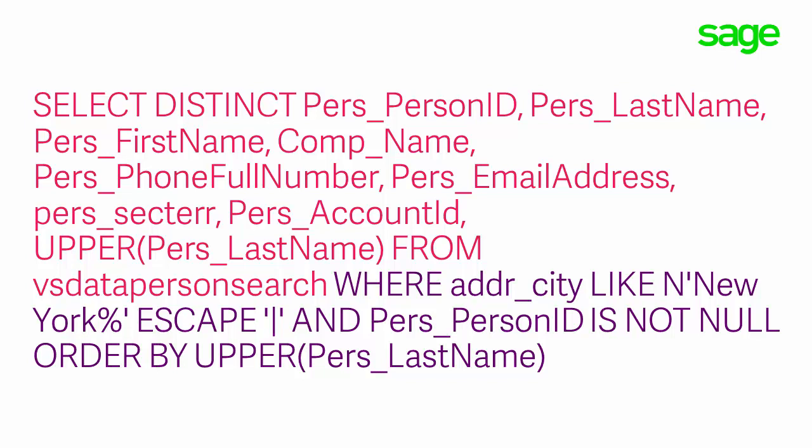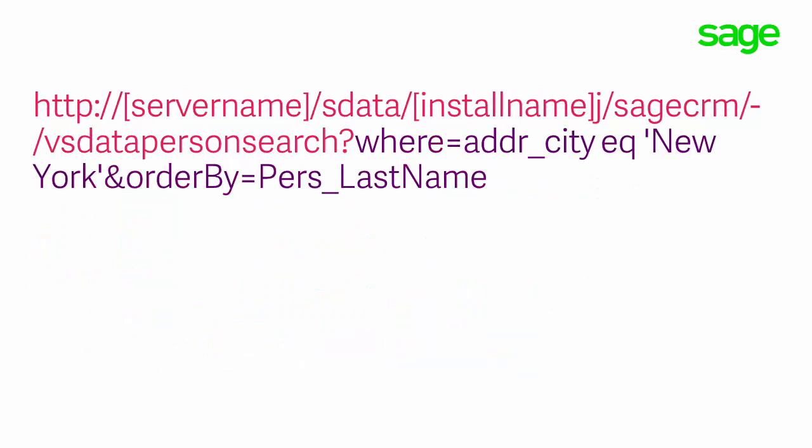The equivalent SData request is this. So you've got HTTP server name, SData install name, Sage CRM, then /v/SData Person Search. Now the key thing is what we've written in yellow here, which is where address city equals New York, order by person last name.